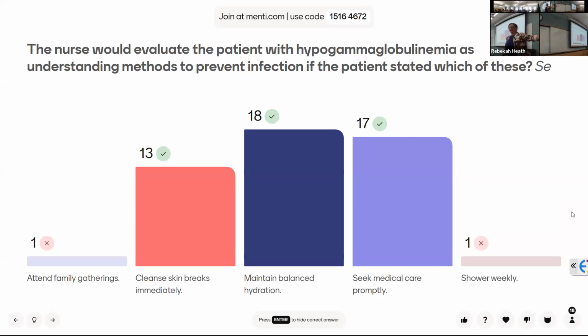Okay, so don't attend family gatherings, meaning don't be around a bunch of people that you might be exposed to different viruses, infections, things like that. We want them to make sure they clean their skin breaks, maintain hydration, right? If you got your water bottles, drink them now. And then make sure they seek medical care promptly because we know if they have an immune disorder, they wait longer to seek treatment, their chances of having complications are going to be a lot worse.